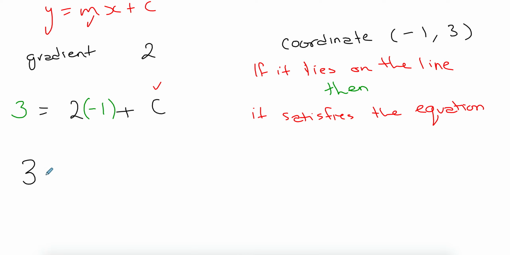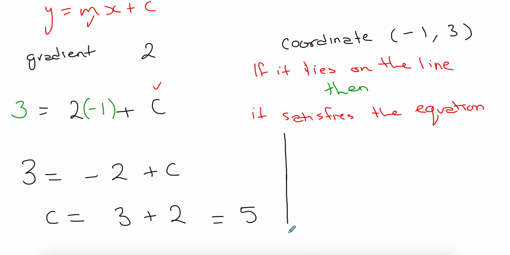So I'm going to have 2 times -1 is -2 plus c. And if I'm going to solve it for c, I'll just add 2 on both sides. So I end up with c equals 3 plus 2. That is 5. So you don't stop here because this is only one mark. So you're going to write y equals 2x plus 5. So your c now is 5.